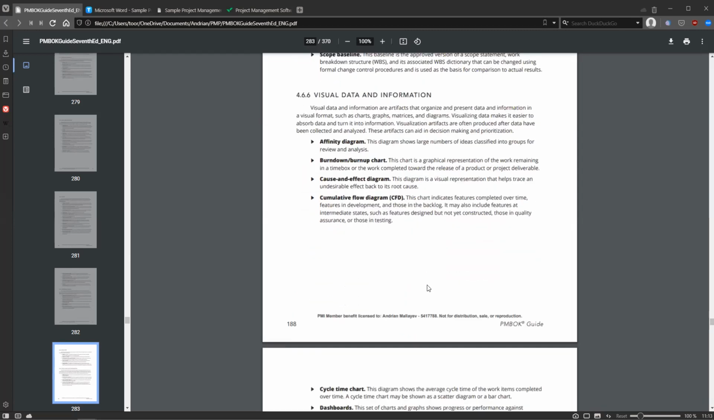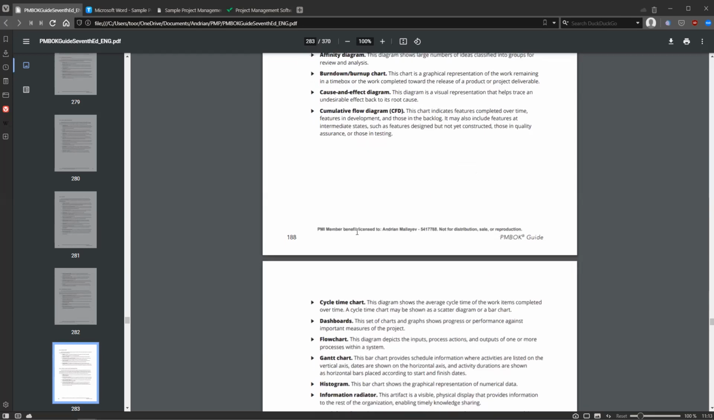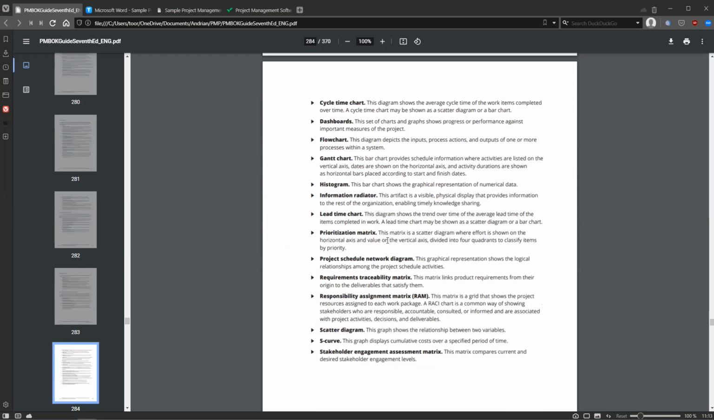And there is miscellaneous visual data information that I've never used too much. Affinity diagram, burn down chart, cause and effect diagram. These are all not necessary items, but they can be useful visual aids for the project manager, especially when communicating with project stakeholders around project delivery. So there are a lot of types of visual aids and diagrams that can support project delivery.